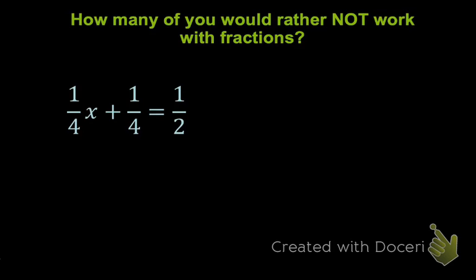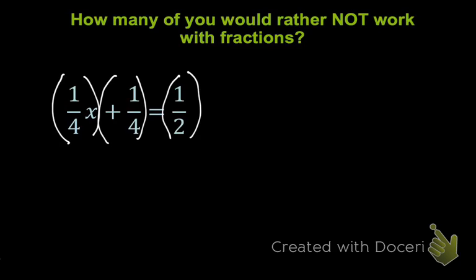So the first thing I'm going to do is put every term in parentheses. So 1/4 x is a term, 1/4 is a term, and 1/2 is a term. If you remember, terms are separated by plus, minus, and equal signs. Then I'm going to find the common denominator of all my denominators. So I had 4 and 2, and my common denominator is 4. So I take that 4 and I put it right outside every parentheses. Okay, and what that essentially means is I'm multiplying 4 times each fraction.